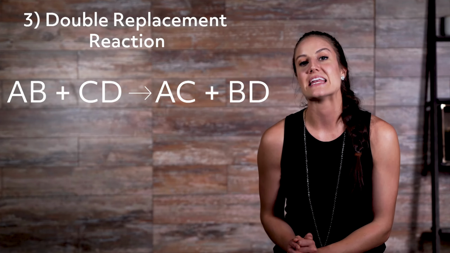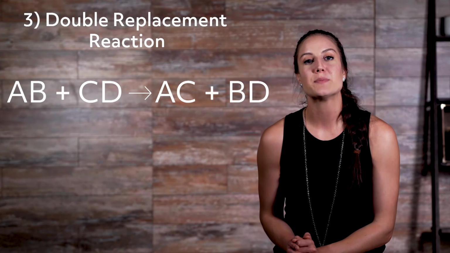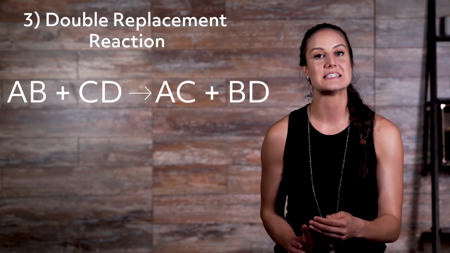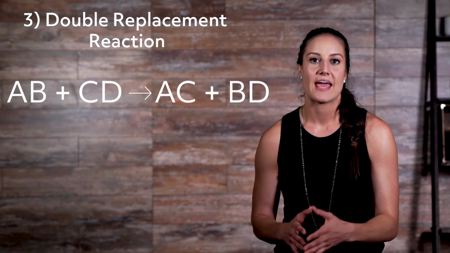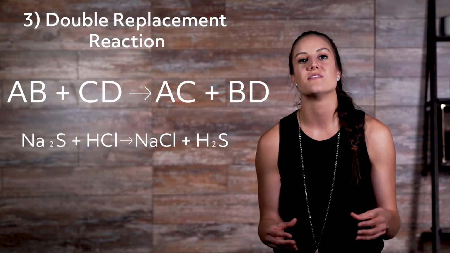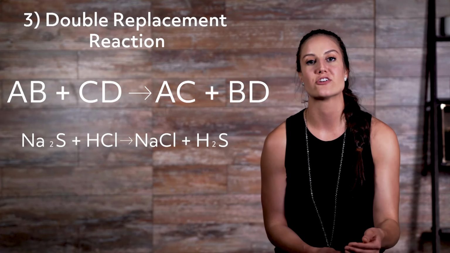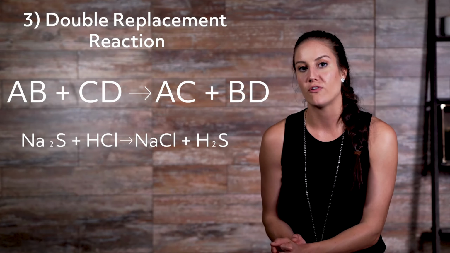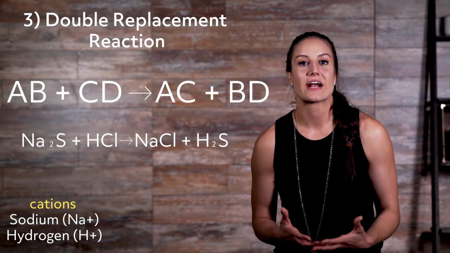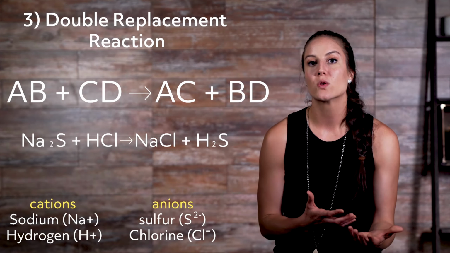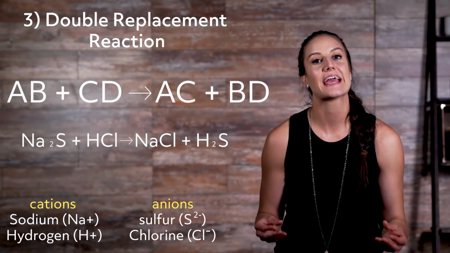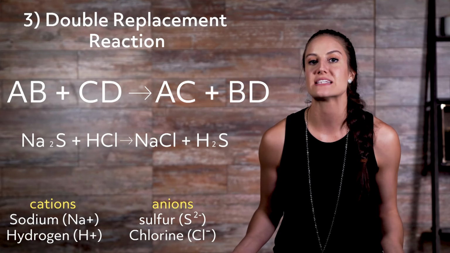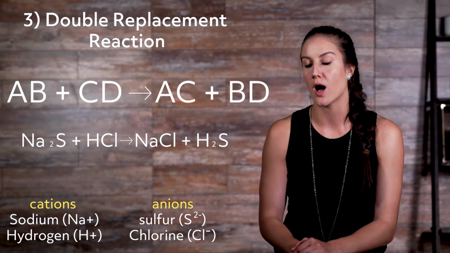Here's what that looks like in equation form. AB plus CD yield AC plus BD. An example of this is the combination of sodium sulfide and hydrogen chloride to produce sodium chloride and hydrogen sulfide. Sodium and hydrogen are cations, and sulfur and chlorine are anions. The cations and anions switch places during the reaction to form new compounds.